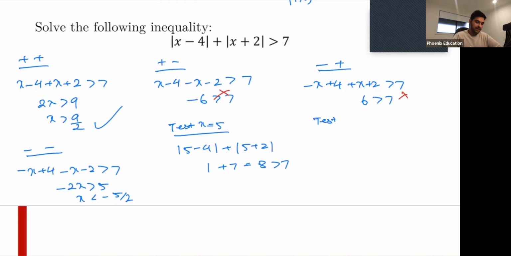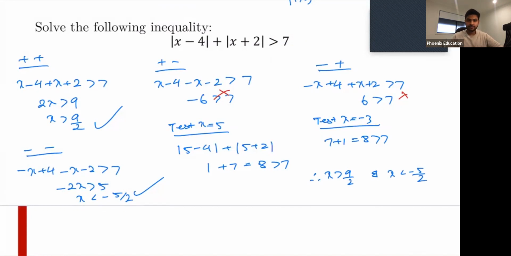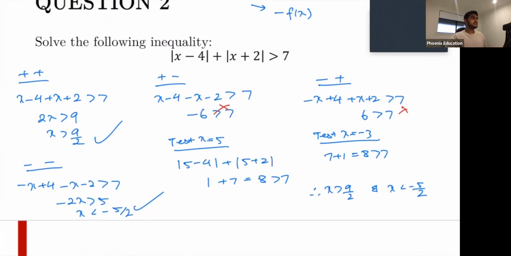Okay, we'll also test something smaller than this. So this is negative 2.5. So let's test x is equal to negative 3. If we test this, you'll see that it also comes out as 7 plus 1, which is 8, and this is greater than 7. So this one works as well. So we can conclude that x is greater than 9 on 2, and x is less than negative 5 on 2. Okay, I'll give you guys just a second to look at that.